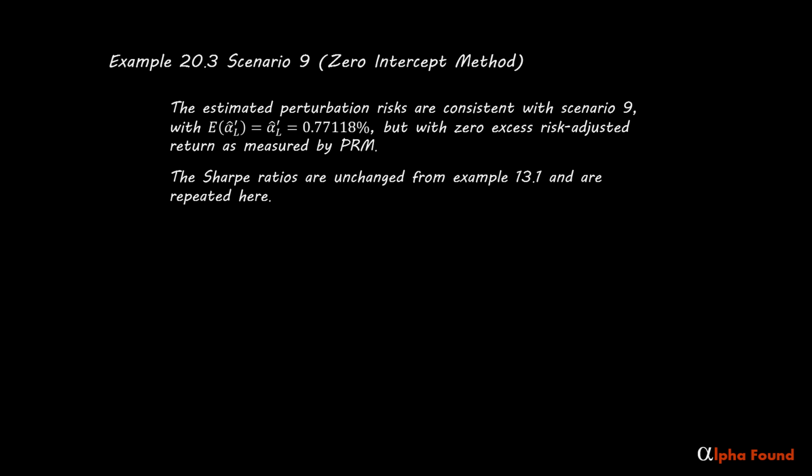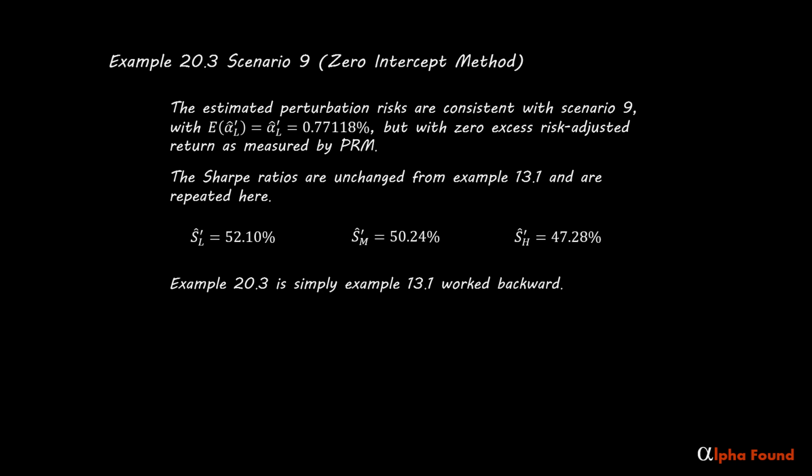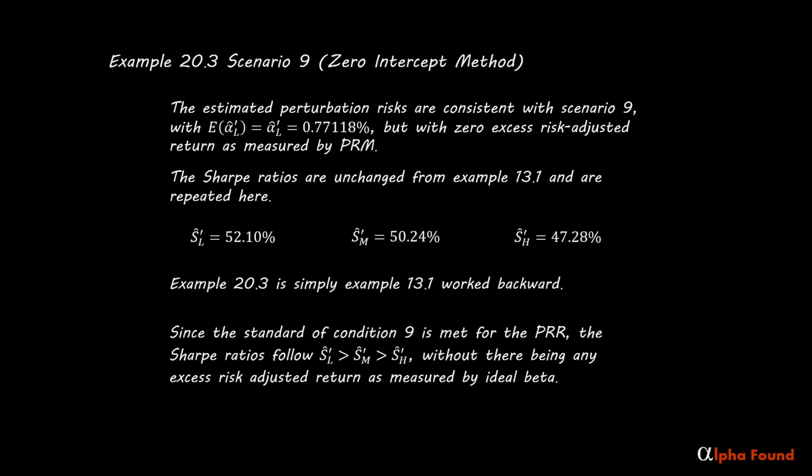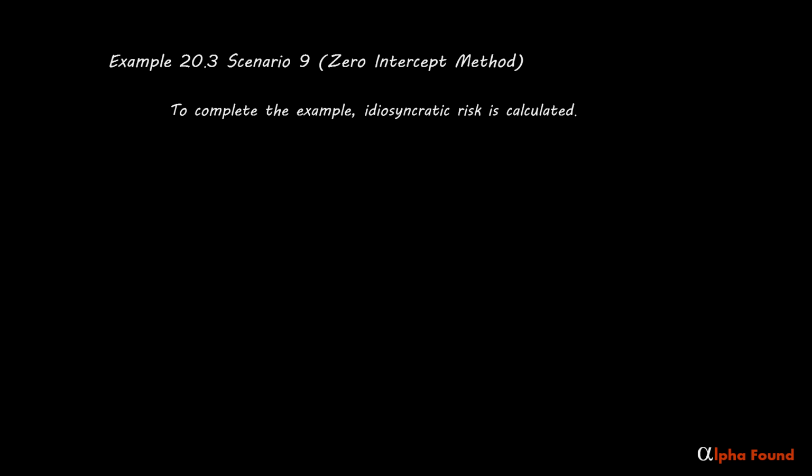The Sharpe ratios are unchanged from example 13.1 and are repeated here. Example 20.3 is simply example 13.1 worked backward. Since the standard of condition 9 is met for the perturbation risk ratio, the Sharpe ratios follow this pattern, without there being any excess risk-adjusted return as measured by ideal beta. To complete the example, idiosyncratic risk is calculated.